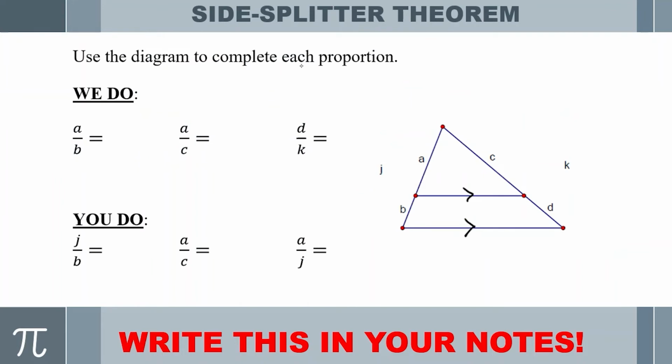Okay, so use the diagram to complete each proportion. You should write this down in your notes just so you get an idea of what proportions are true. Okay, A to B is a whole length to a part. So we've got to make sure we write a whole to a part. In this case, C to D.